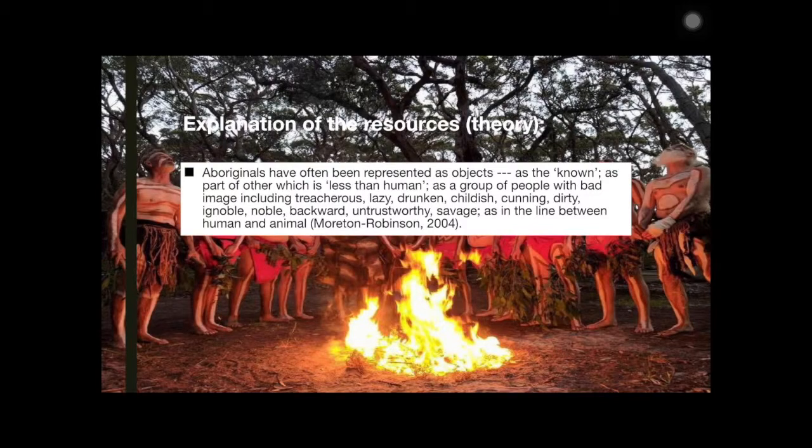Morton Robinson 2004 pointed out that Aboriginals have often been represented as objects, as the known, as part of other, which is less than human, as a group of people with bad images including lazy, childish, cunning, dirty, backwards, untrustworthy, as in the line between human and animal. Those activities are designed to challenge these stereotypes.